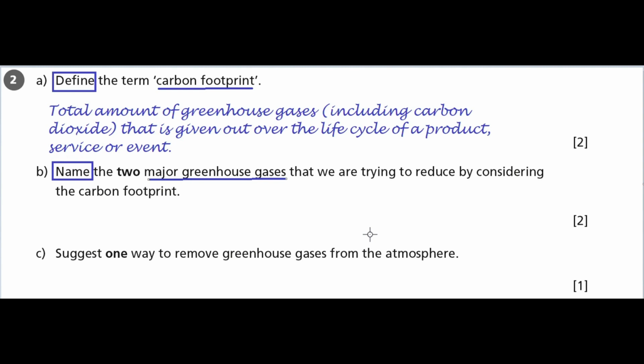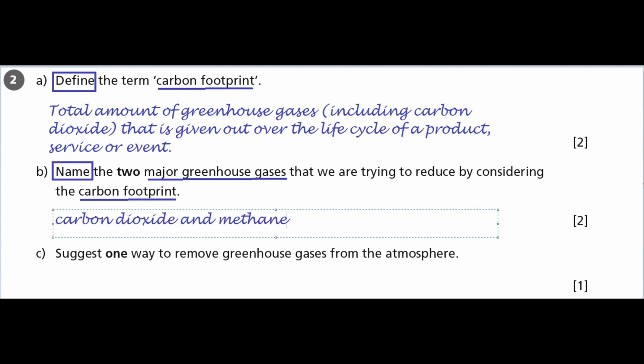So, going back to the question, name the 2 major greenhouse gases that we're trying to reduce when we're thinking about carbon footprint. Now, we've been asked for the name. We don't need to make it complex by writing a formula. We can literally just write the names. Now, the 2 are carbon dioxide and methane. Those are the 2 greenhouse gases that we are most trying to reduce in terms of what humans are putting into our atmosphere.